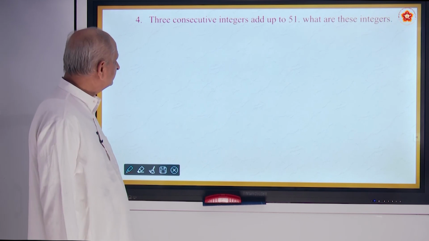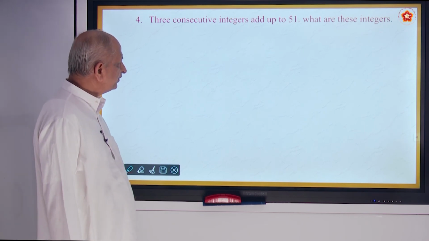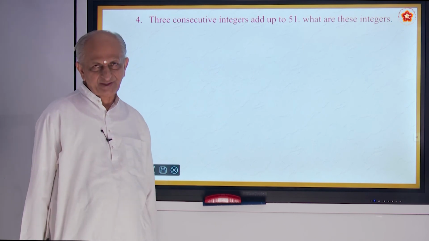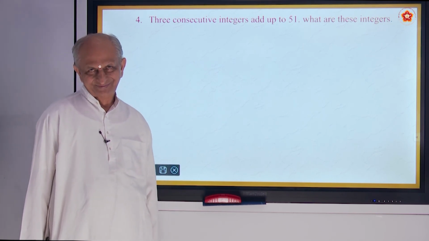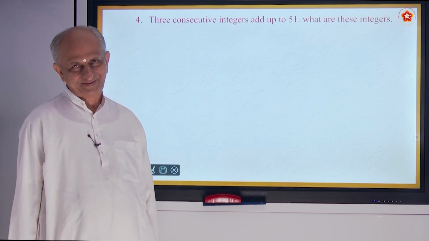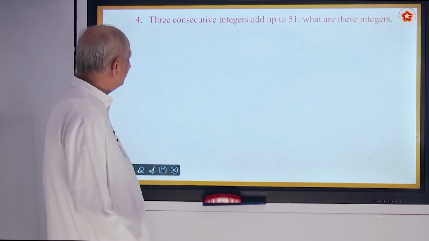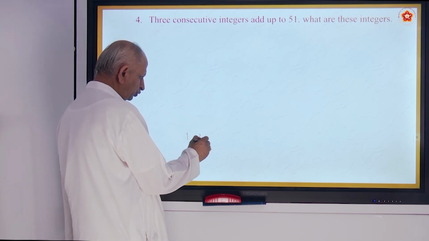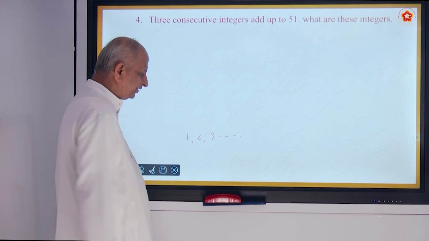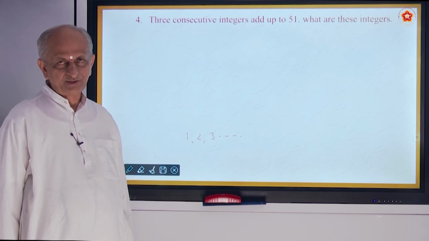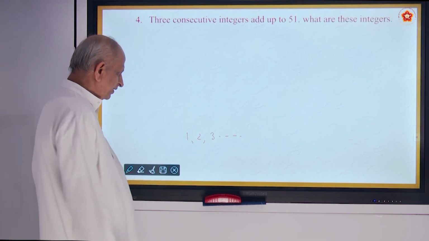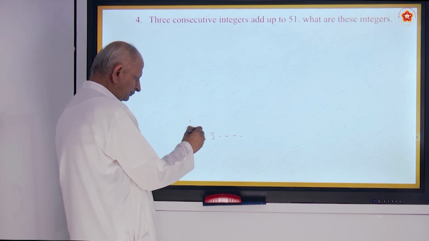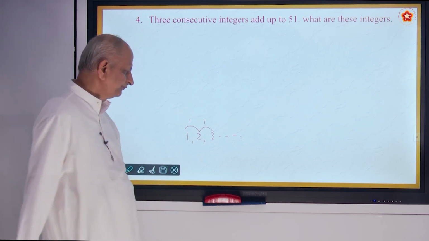Now next question is: 3 consecutive integers add up to 51. What are these integers? There are different kinds of integers. Here we are talking about consecutive integers, meaning 1, 2, 3 etc. They are called consecutive integers, also called counting numbers. And the difference between these two is 1, here also 1, correct?